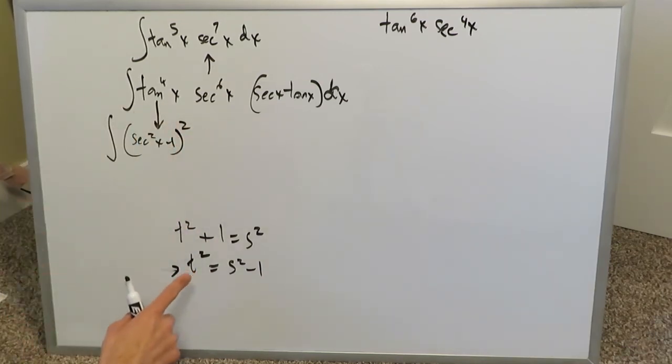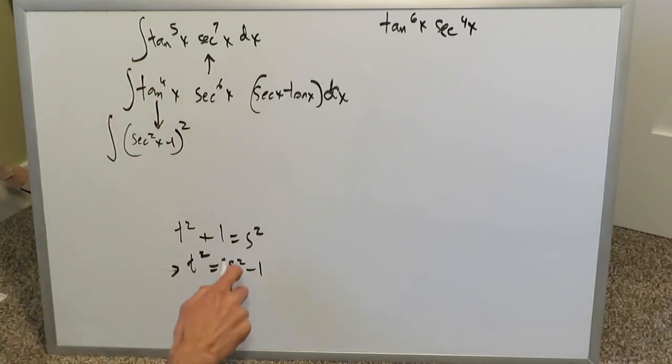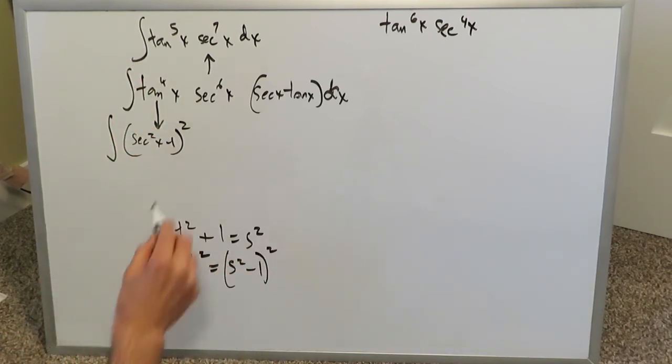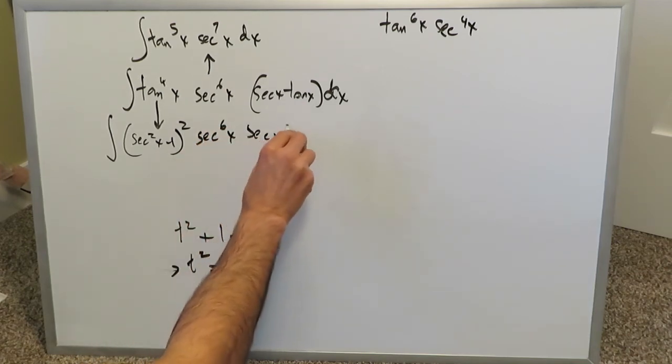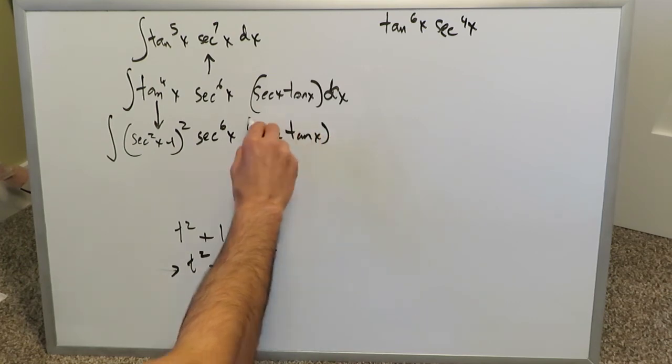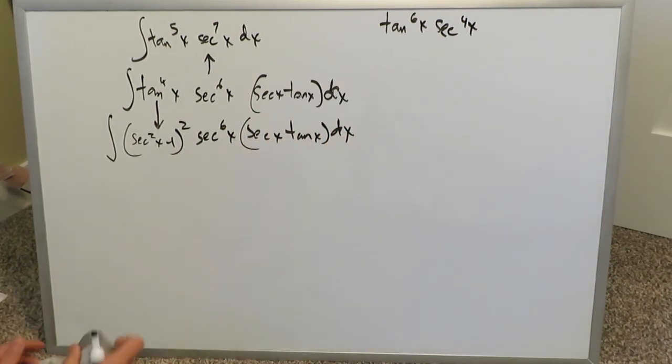Remember, tan square x was equal to secant square x minus 1, but we have tan to the 4x, so there must be square of that. And then we still have secant to the 6x, and we still have all of this afterwards. But all of this afterwards does not by any means make things more complex, and you'll see it'll make everything easy for you too.